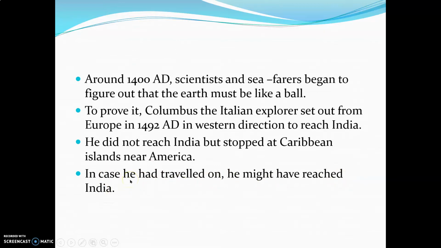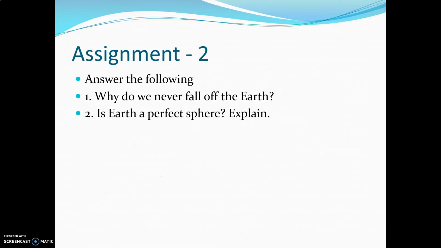I hope all of you understood the lesson. Now a small assignment for you. Why do we never fall off the Earth? You have to write why: because the Earth is a powerful magnet. You have understood that, and you have to write it. And is the Earth a perfect sphere? Explain the shape of the Earth, whether it is a perfect sphere or not. I explained that also, and you have to write it.